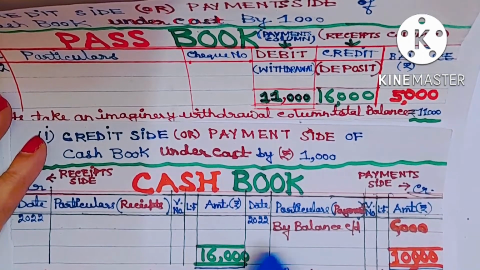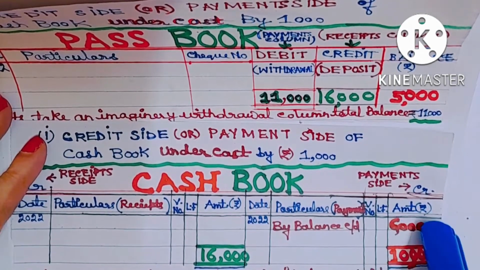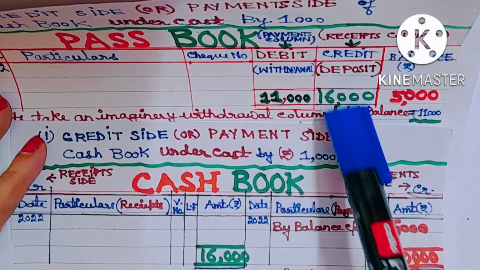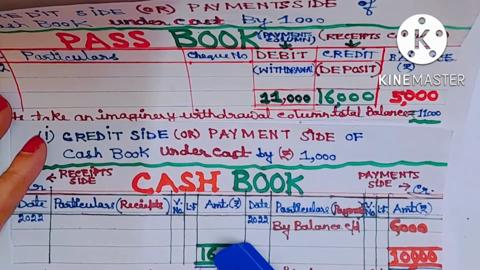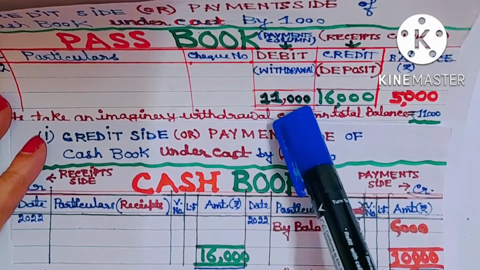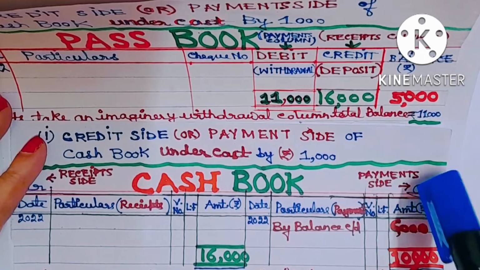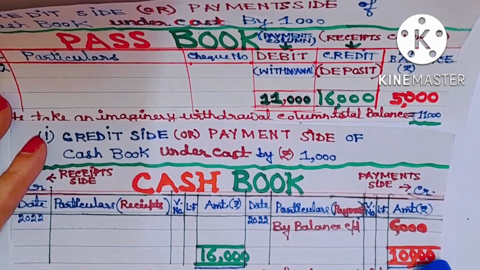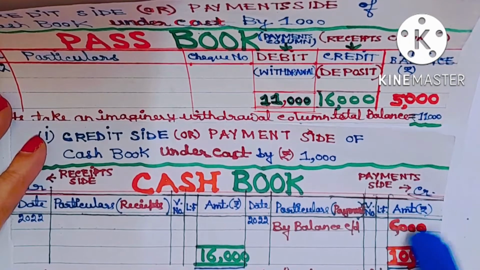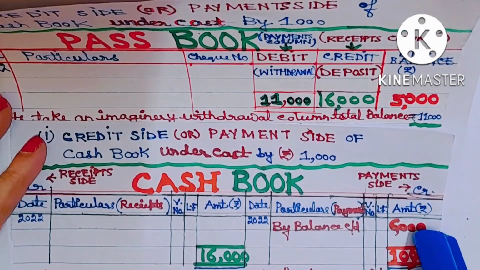16,000 is receipt and 10,000 is payments. So receipt minus payments, you'll get 6,000. So the cash book balance is more than the passbook balance, because the receipt is 16,000, which is correct in both the books. The total of the withdrawal column or debit column or payment column of the passbook is 11,000, which is correct. But the total of the payment side or credit side of the cash book is 10,000, which is incorrect. So remember this: how do we get the cash book balance? Receipt side minus payment side. 16,000 minus 10,000, you'll get 6,000. So this is the cash book balance, which is 6,000.